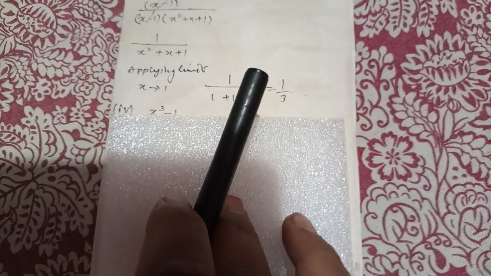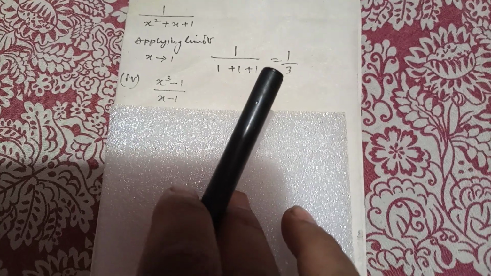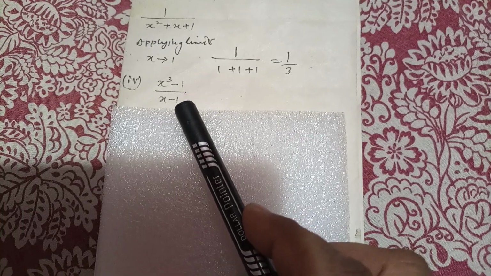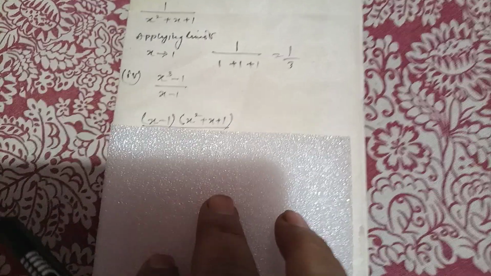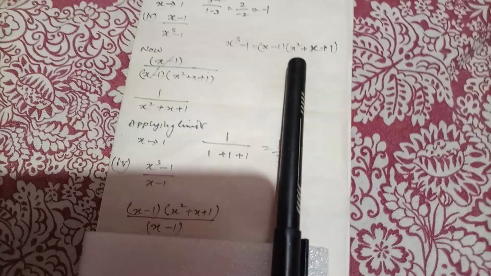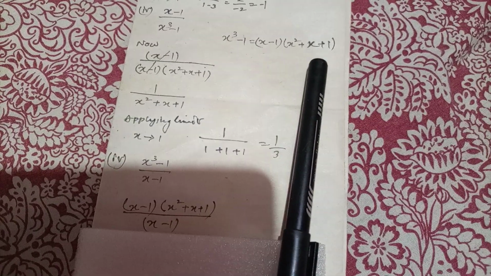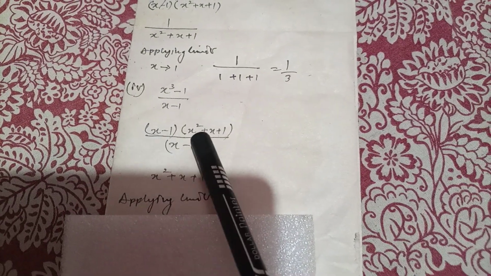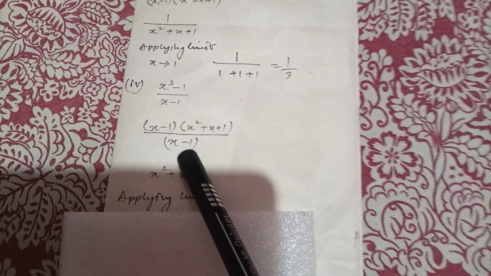The same sort of question is given to us in part 4, but in an inverted way. Over here, x cube minus 1 is in numerator and x minus 1 in denominator. So again, we have already discussed that this expansion is giving us x minus 1 into x square plus x plus 1. So we have done the same there, that in place of x cube minus 1, we have noted x minus 1 into x square plus x plus 1 upon x minus 1.